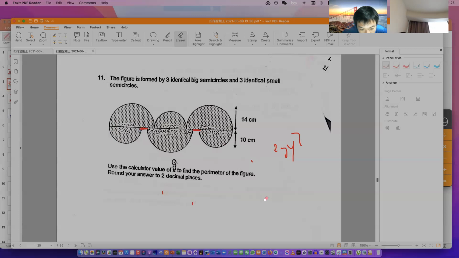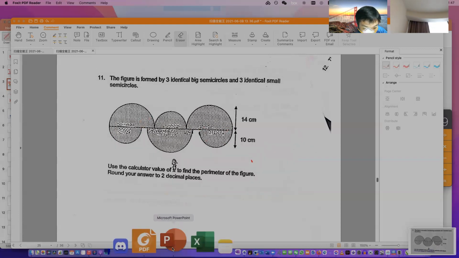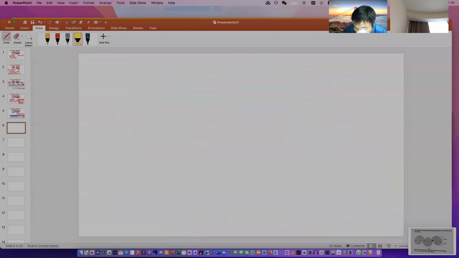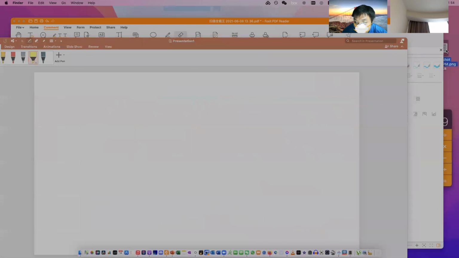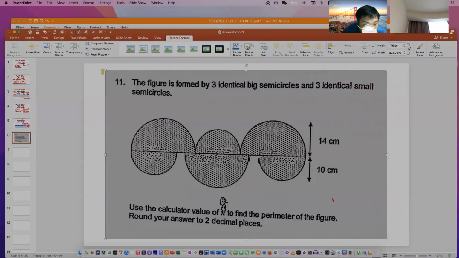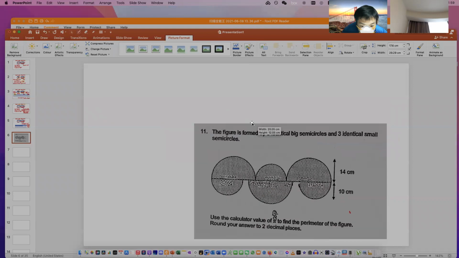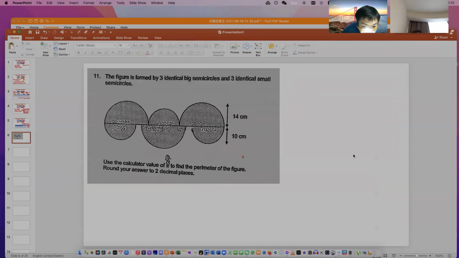Whenever you are asked to find the perimeter of a figure or the area of a shaded region, the strategy is important. So what I'm going to do is move this to the PowerPoint, so I have more space. Let me just get this question over. Okay, good.